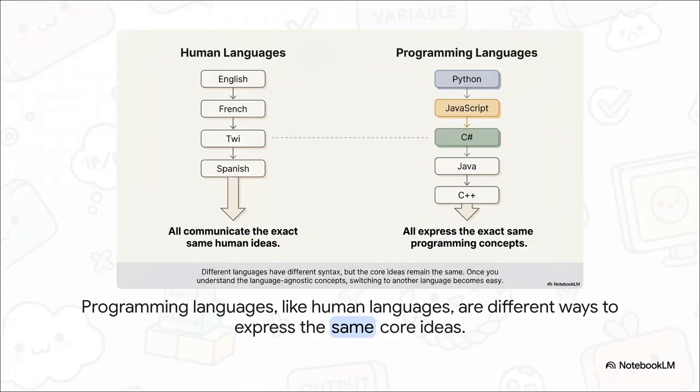Let's use an analogy. Think about human languages for a second. English, French, Spanish. They all have totally different words, different grammar, right? But they're all used to express the same core human ideas. Things like love, or hunger, or ambition. Well, programming languages are exactly the same. They're just different toolkits for telling a computer the same fundamental things.